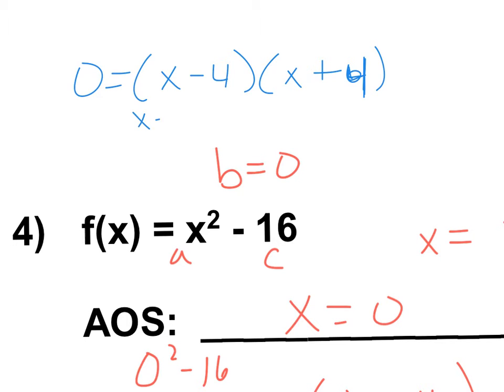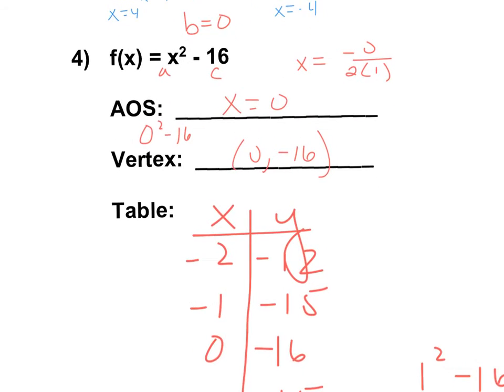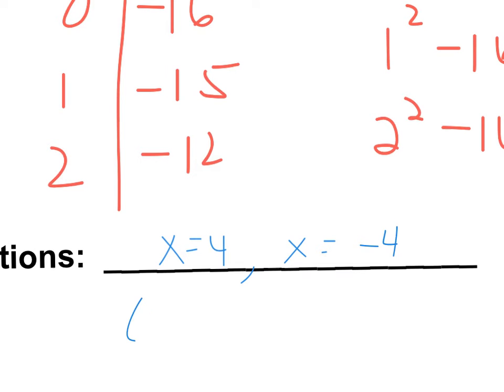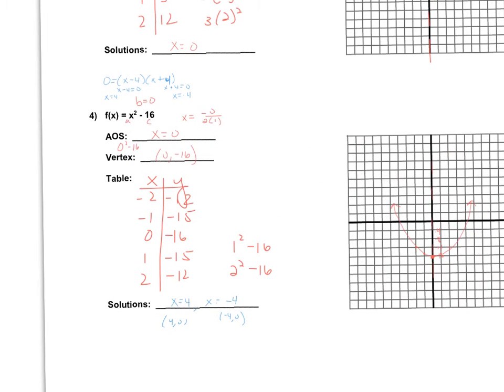Okay, so then x minus 4 equals 0, so I get x equals 4. x plus 4 equals 0, so I end up with x equals negative 4. So my answers here will be x equals 4 and x equals negative 4. And again, you can write it as (4, 0) and (negative 4, 0) if you want. I don't care how you'd write it. Okay, and then double check. Is it opening up or down? Well, it's a positive. It should open up. So yeah, it's looking good.